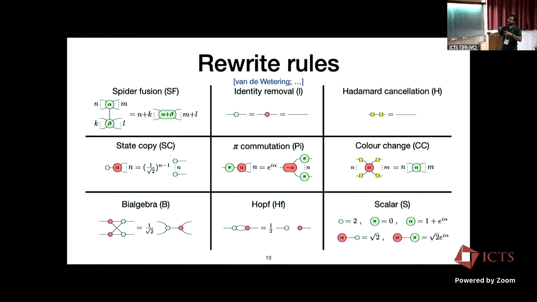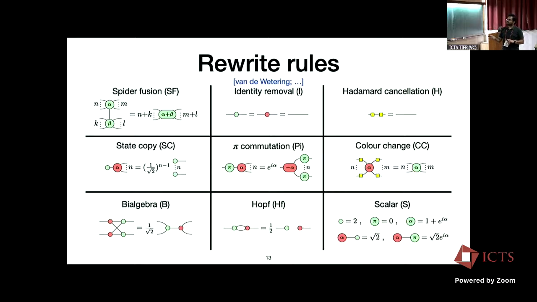Let's just quickly go through them. The first one is the spider fusion, where you have two spiders of the same color connected by a wire. Then you can fuse them and add their phases. The second one is the identity removal, which I mentioned in the last slide. And the third one is Hadamard cancellation, which I also mentioned before. So those are fusion rules that don't involve multiple colors.